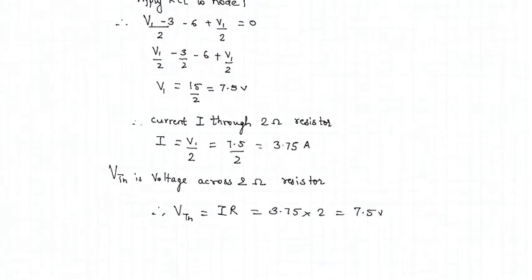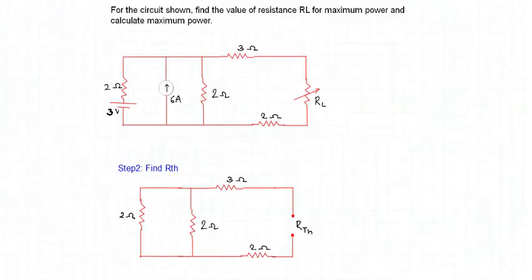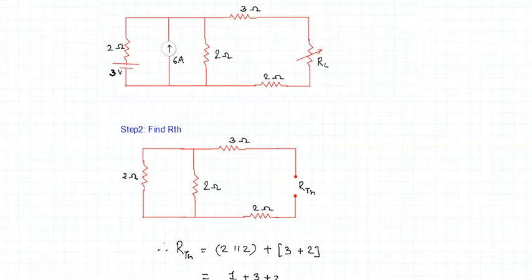Once we get VTH, the next step in maximum power transfer theorem is to obtain the equivalent resistance RTH. To obtain the equivalent resistance RTH, we need to replace the sources by their internal resistance. So we will short circuit the voltage source and we will open circuit the current source. By replacing the sources by the internal resistance, the circuit reduces to a form as shown here. The voltage source is short circuit, the current source is open circuit. Rest of the resistive elements are as shown.